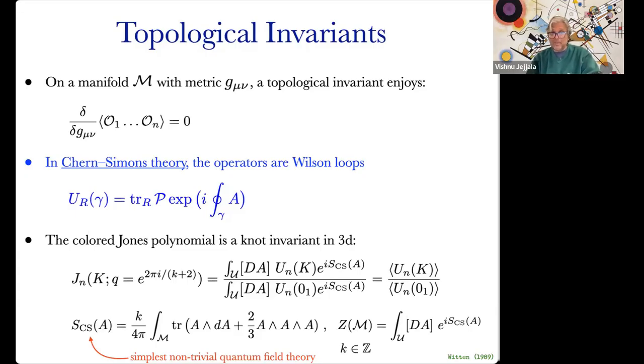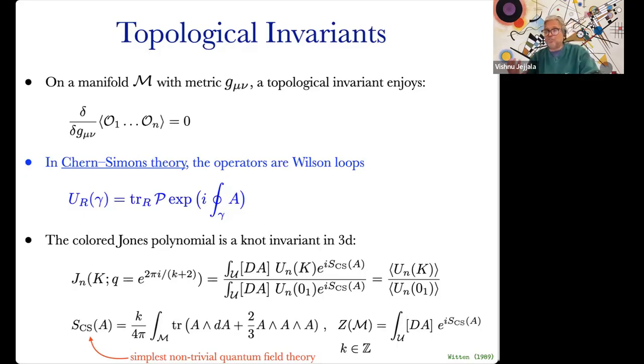And the details maybe are not so important, but the idea is that by calculating certain vacuum expectation values in this quantum field theory, we're able to calculate the Jones polynomial by considering the loop to be the knot as realized in this S3. S3 is a 3-dimensional sphere, so it's a 3-dimensional space on which we can put Chern-Simons theory.